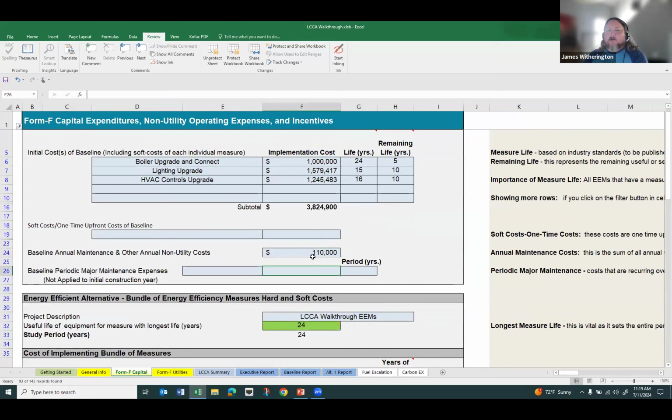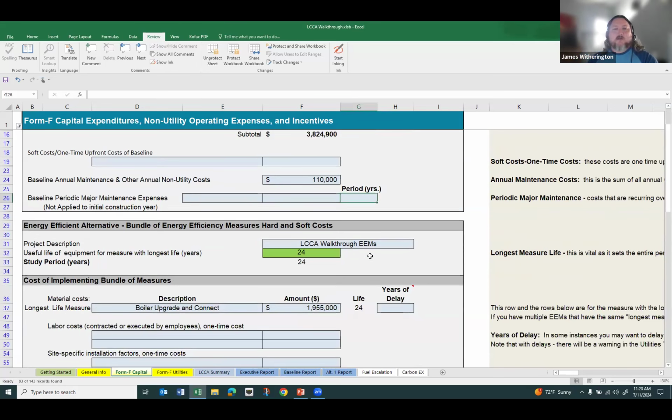The line below here is for periodic major maintenance expenses. So these are non-annual recurring expenses. You put the title here, the cost, and then the period or number of years. So this is how often it recurs. So if you have a sophisticated system that has, let's say, multiple subsystems that are required to be maintained or replaced every so often, this is where you would include that as baseline periodic major maintenance for your project. Okay. Next section is going to be your alternative.